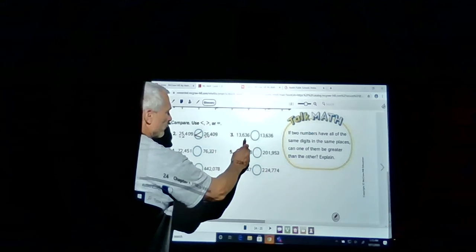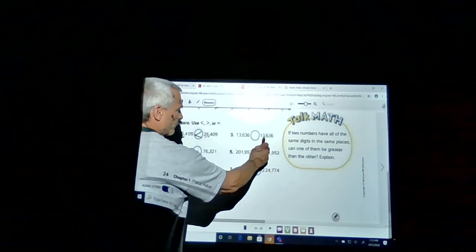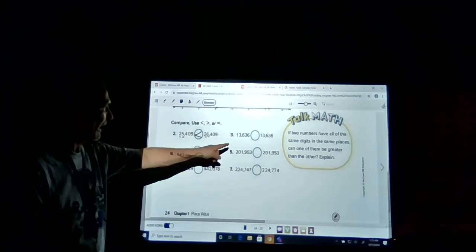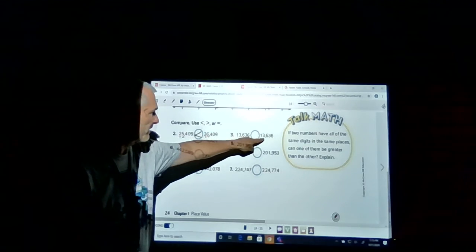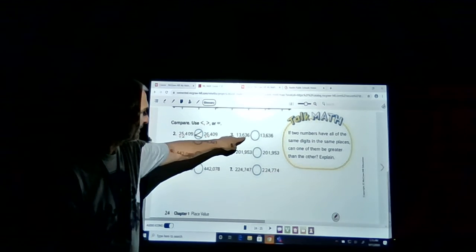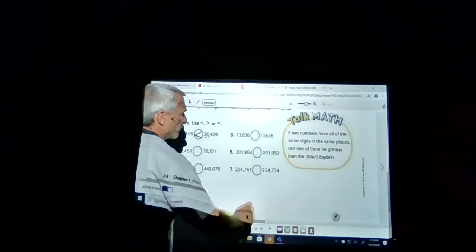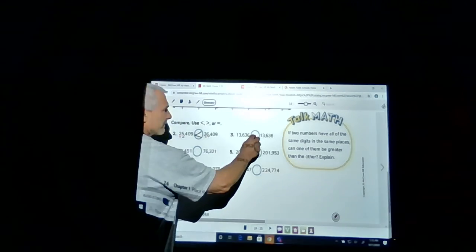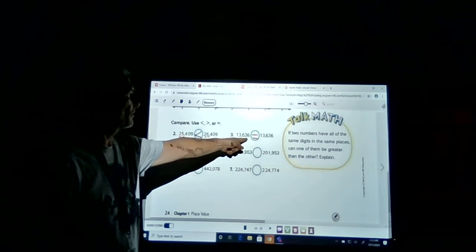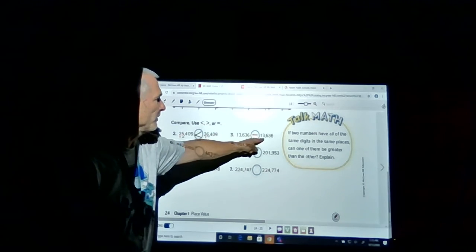Let's try number 3. We have 1, 2, 3, 4, 5 digits. I see 13,000. I see 13,000. I see 636. 636. I can see they're exactly the same. And we say 13,636 is equal to 13,636. Makes sense, doesn't it?